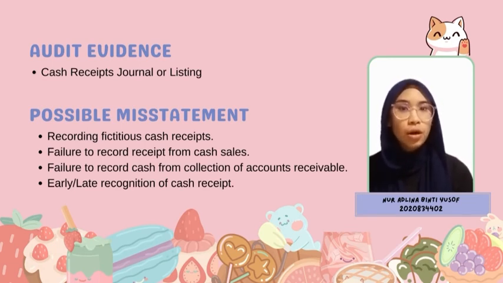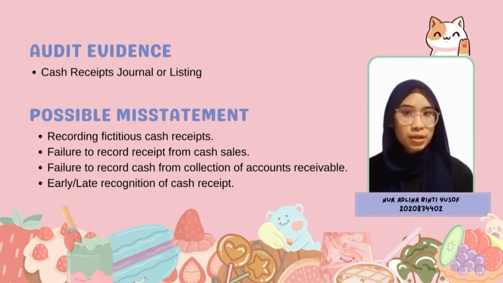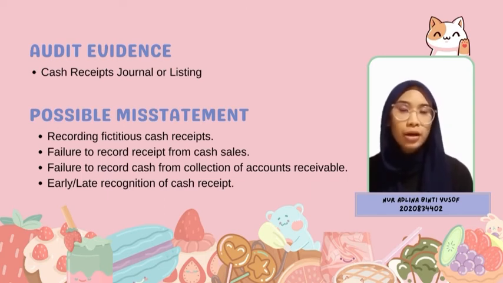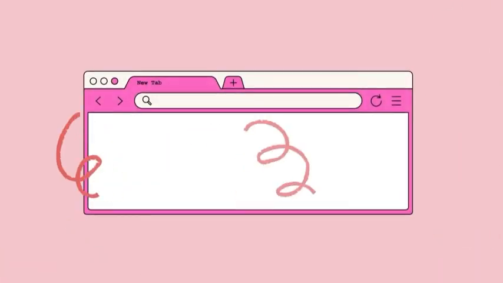Next, for possible misstatements: recording fictitious cash receipts, failure to record receipts from cash sales, failure to record cash from collection of accounts receivable, and early or late recognition of cash receipts.